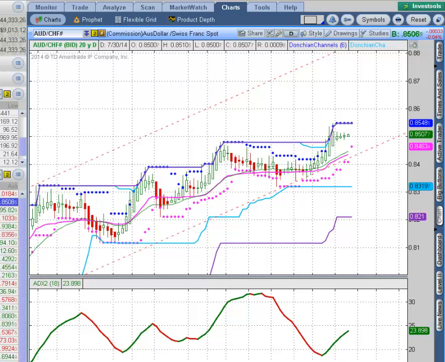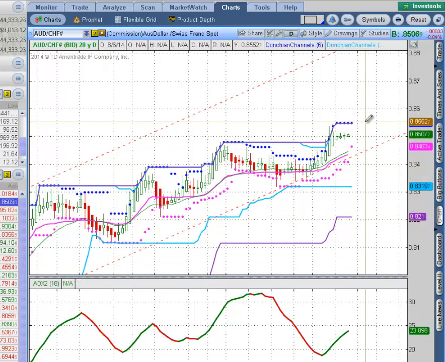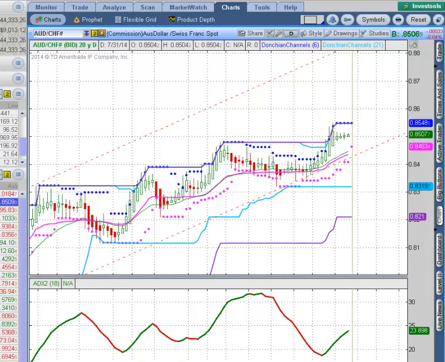The first pair is the Aussie dollar Swiss franc. This has been in a long-term uptrend channel. This would be a bullish trade. However, our entry price would be over 50 pips away from the current price. Our ATR is only 44 pips.